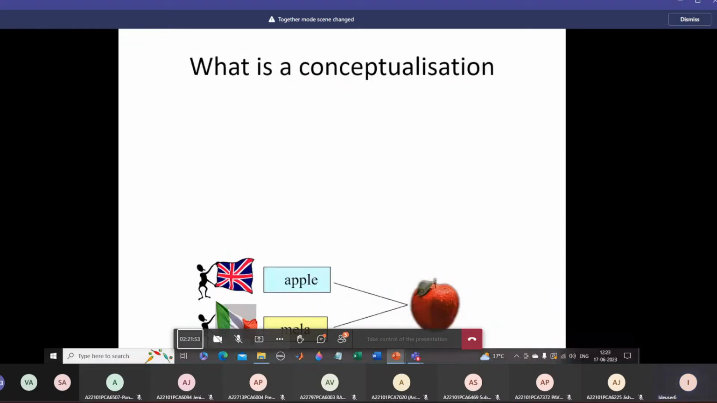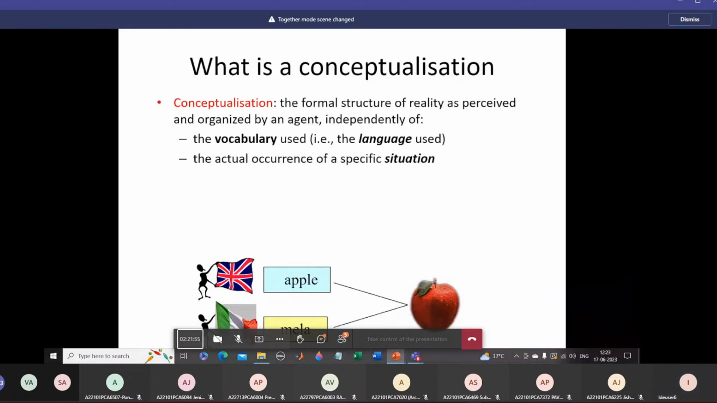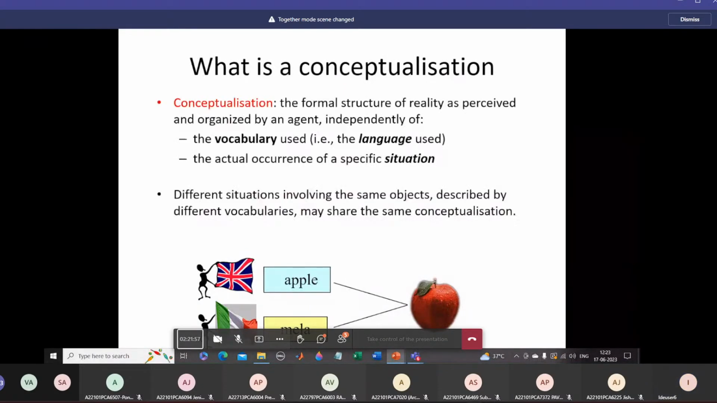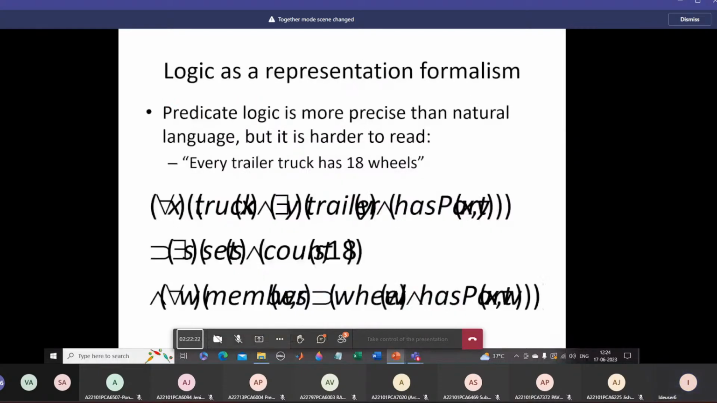What is conceptualization? The formal structure of reality as perceived and organized by an agent. So whatever vocabulary is being used and the actual occurrence of the situation. That is the language used and the situation. Okay, different situations involving the same objects. So different vocabularies will be there, but they share the same conceptualization. So apple is shared by this. Okay, how it has been used.